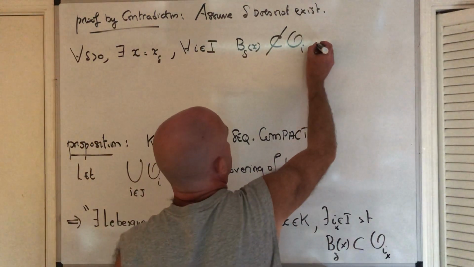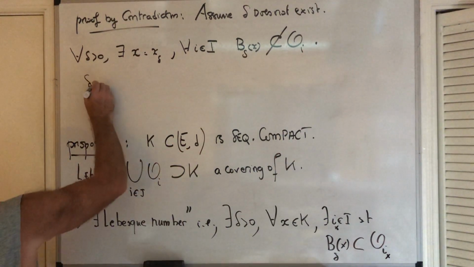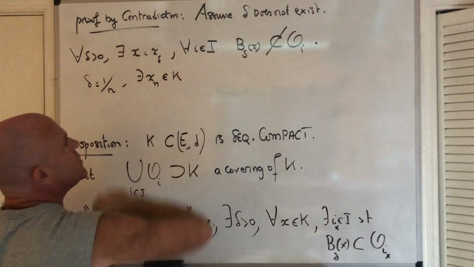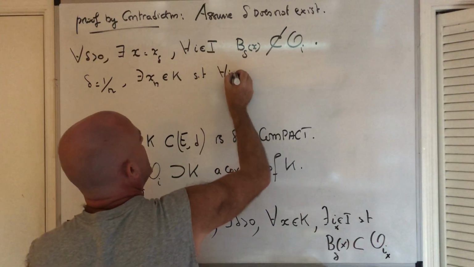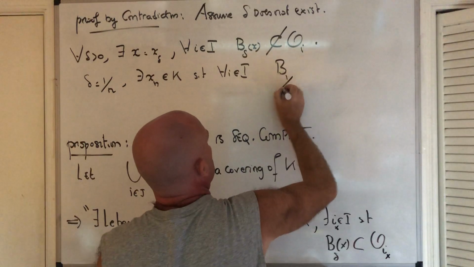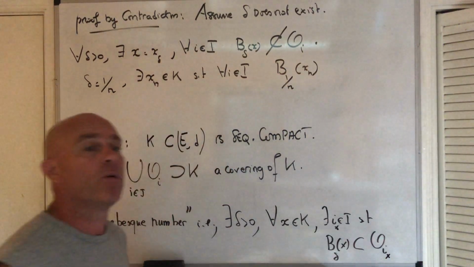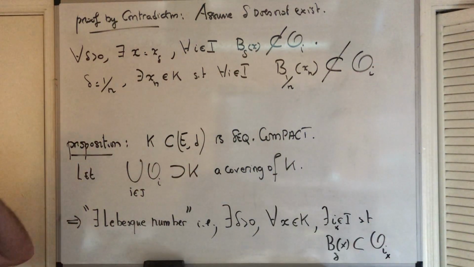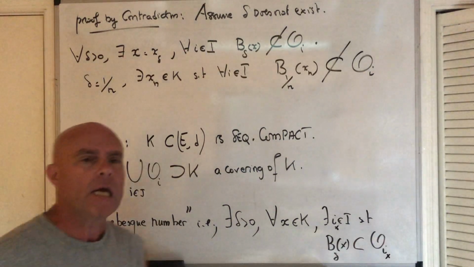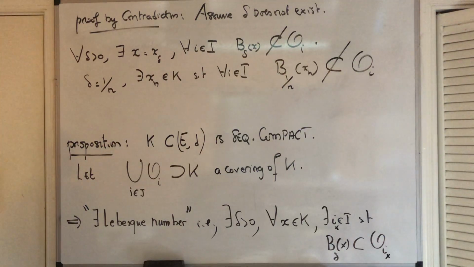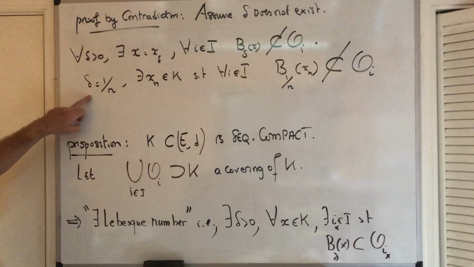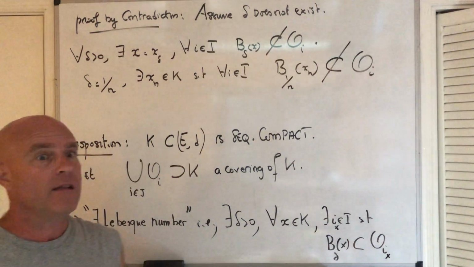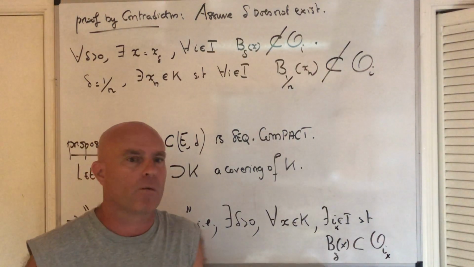All right, so now what are we going to do? We're going to discretize delta. Take delta equal 1 over n. For each of these delta, there exists an x_n belonging to K, of course, such that for all i belonging to capital I, the ball centered at x_n and of radius 1 over n is not contained in any of those O_i. That's what it says. Well, it's good: by making a discretization of delta by 1 over n, I've constructed a sequence. Once I have a sequence in a sequentially compact set, we immediately deduce that we have a convergent subsequence.